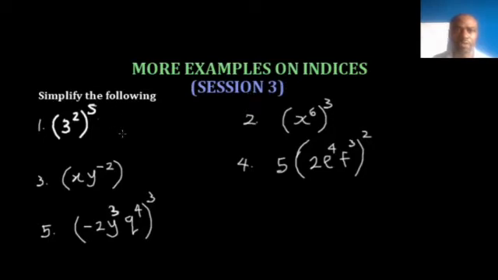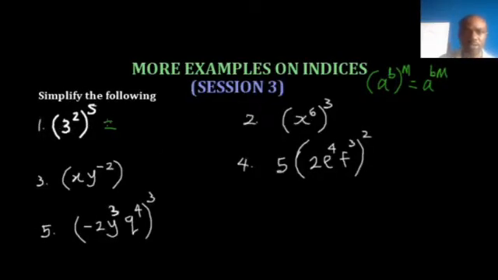Simplify the following. Now, question 1 says 3 raised to power 2, everything to power 5. Recall the laws that we dealt with in section 1 or section 2 that says a raised to power b, to power of m, is same thing as saying a to the b times m, and that becomes a^(bm). We shall be applying these laws in this question.